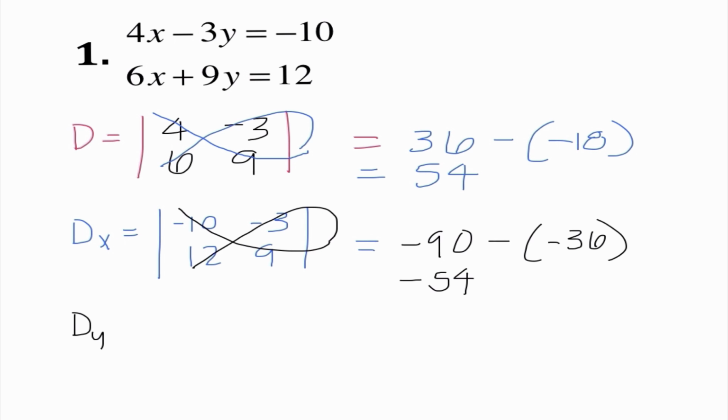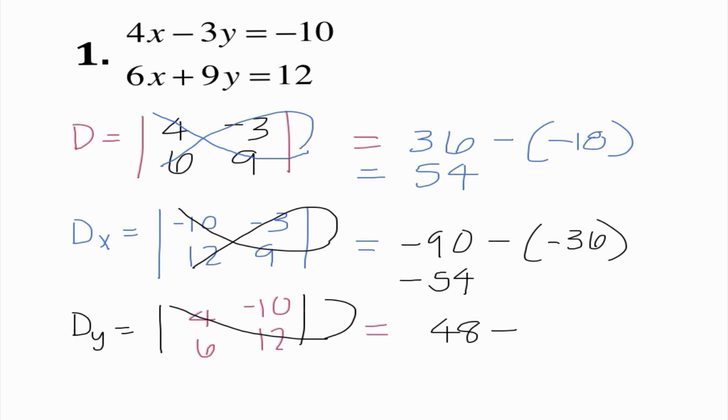Lastly here, we're going to find D sub y. This time, since I have y here, that means I'm replacing my y column with my constants, which are negative 10 and 12. So I have 4, 6, negative 10, 12. When I start in the top left-hand corner, 4 times 12 is 48. Mr. Determinfish says subtract, baby. Negative 10 times 6 is negative 60. So I end up getting 108.